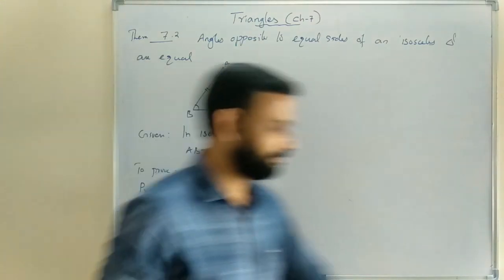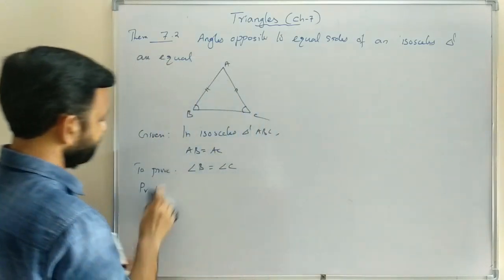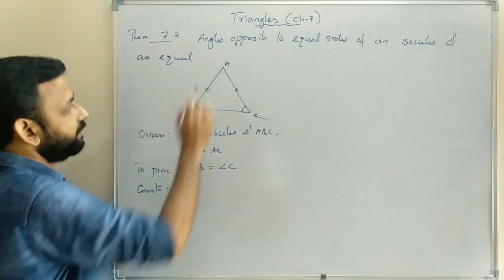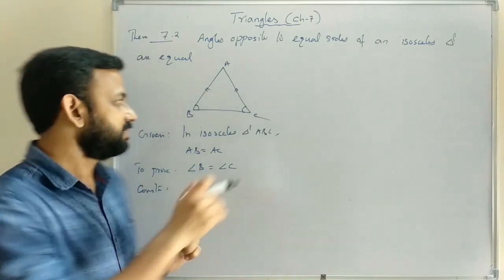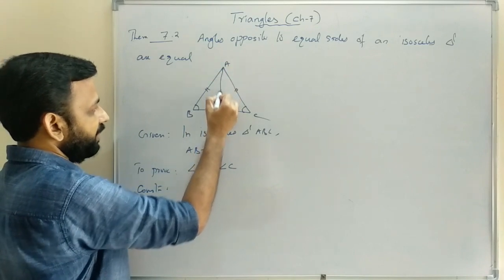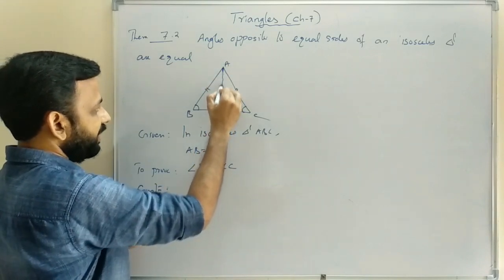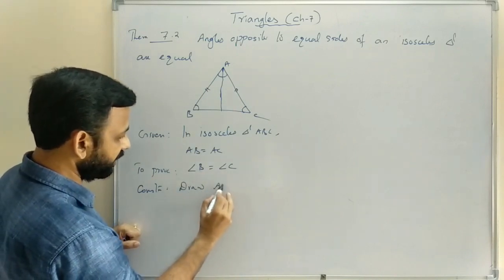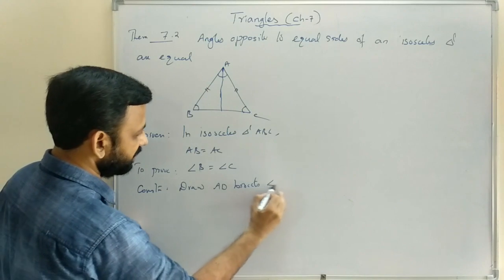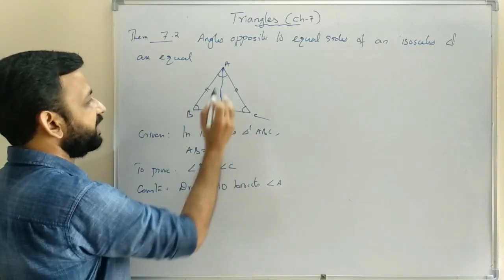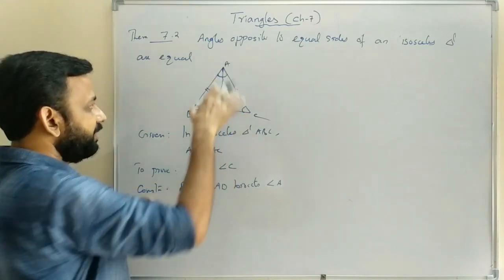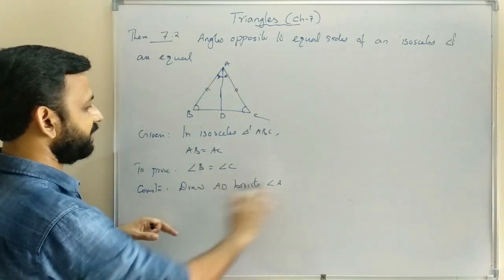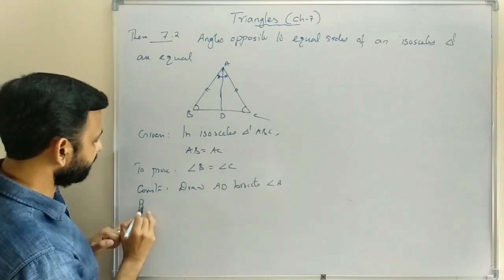Then the proof. Before that, we have a construction. We will draw the bisector of angle A, so we can take it as AD. Draw AD bisects angle A. AD divides angle A into two equal parts. So that is, draw AD bisects angle A. That is our construction. Now we can do the proof.